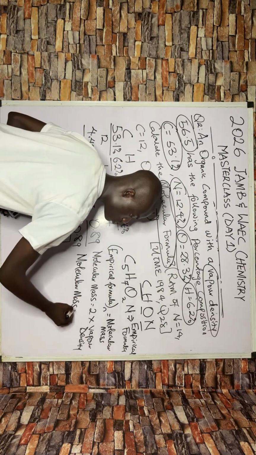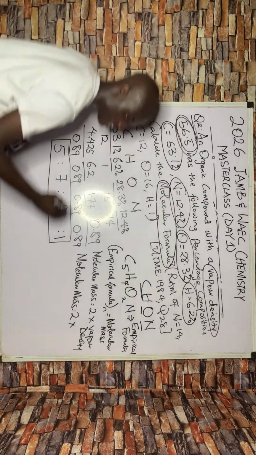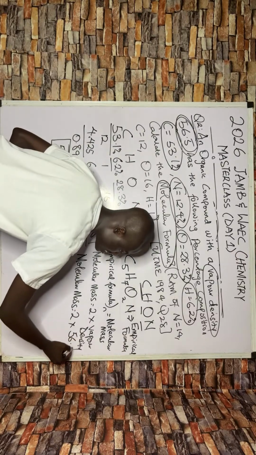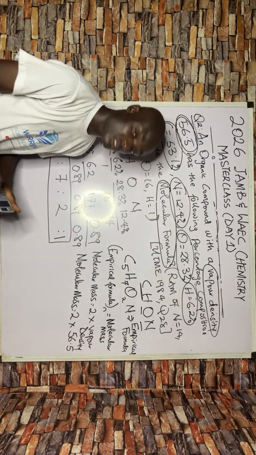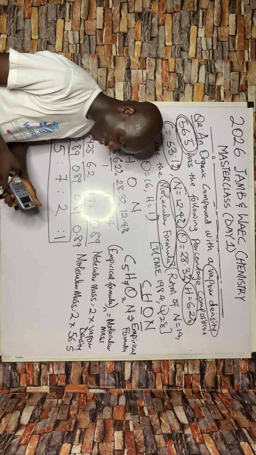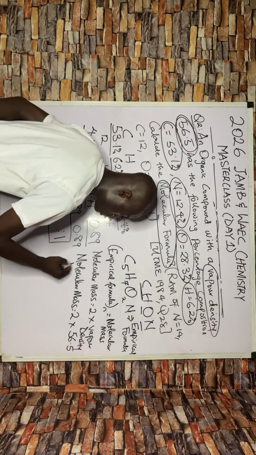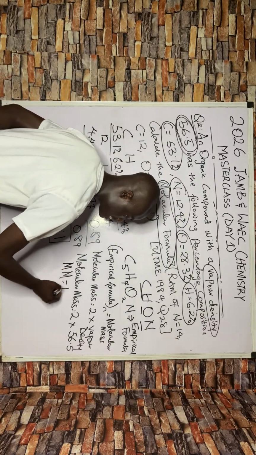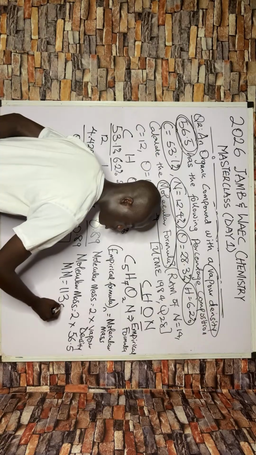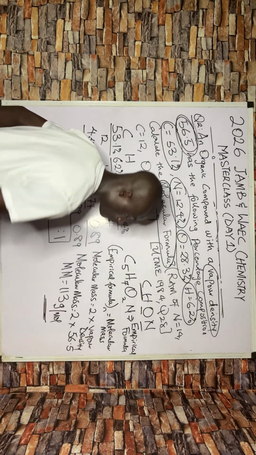So the molecular mass will be 2 times our vapor density, which in this case is 56.5. So now we are going to multiply, so we can tell what the molecular mass will be. 56.5 times 2 will give us 113. So the molecular mass, without wasting time, is 113, and it has a unit which we call gram per mole. So this is the unit for the molecular mass.